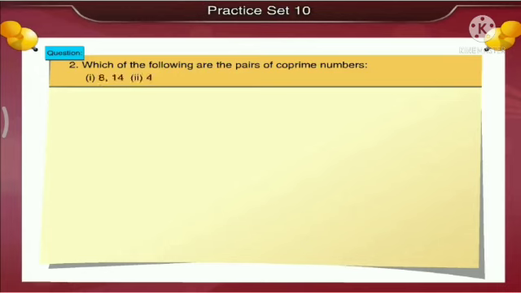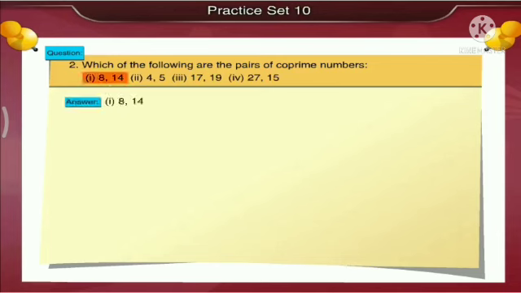Then second question, that is, we have to find out which of the following are the pairs of co-prime numbers. Clear? From the given ones we have to find out the pairs of co-prime numbers, that is 8 and 14, 4 and 5, 17 and 19, then next is 27 and 15. So from these numbers we have to find out our co-prime numbers.